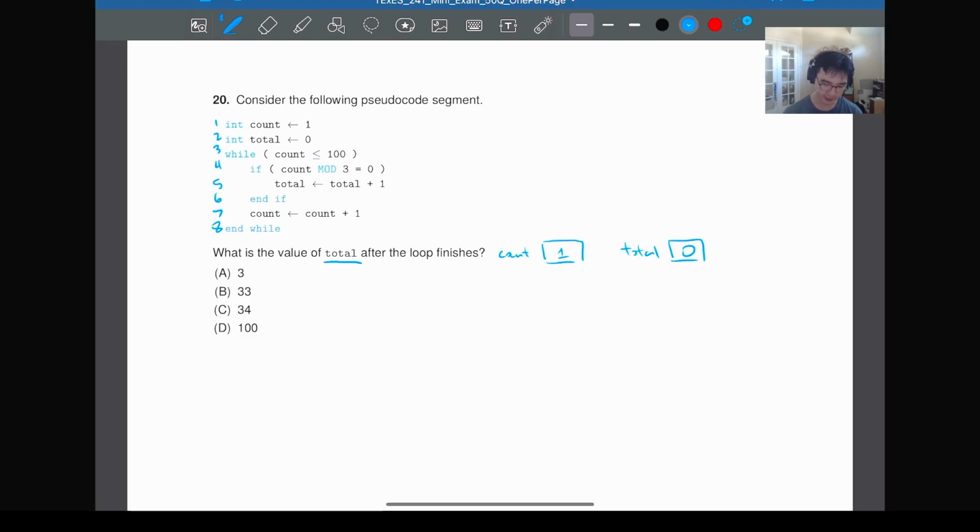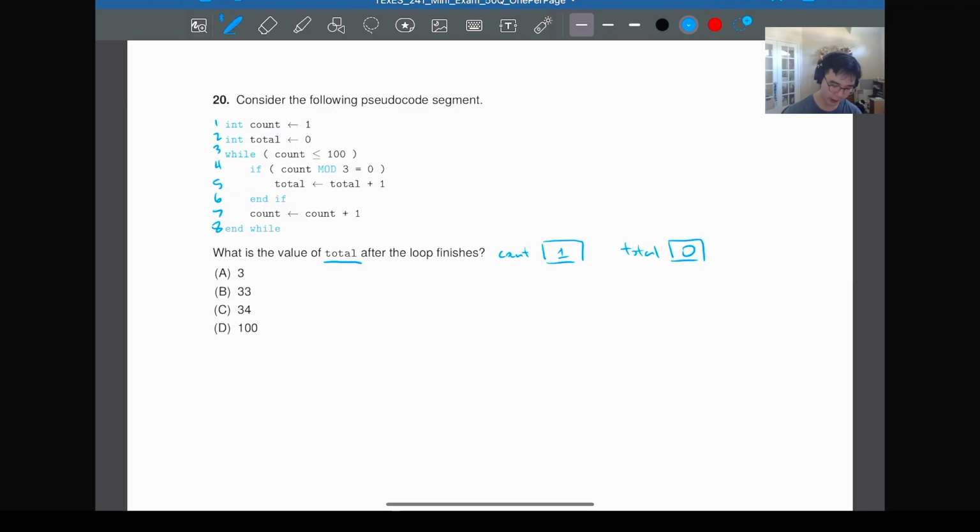So I've done lines 1 and 2. I'm now on line 3. Is count less than equal to 100? I see count is 1. So yes, 1 is less than equal to 100. So I go to line 4 inside the while loop. And now I'm asking, is count mod 3 equal to 0? What is the remainder when I do 1 divided by 3? Well, 1 divided by 3 is 0. The remainder is 1. So that if condition is false. So now I go to count is count plus 1.